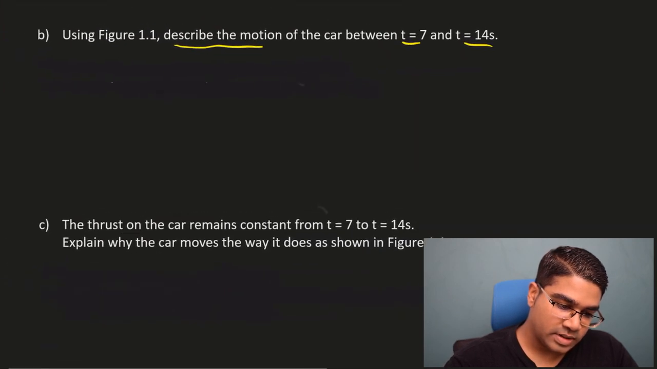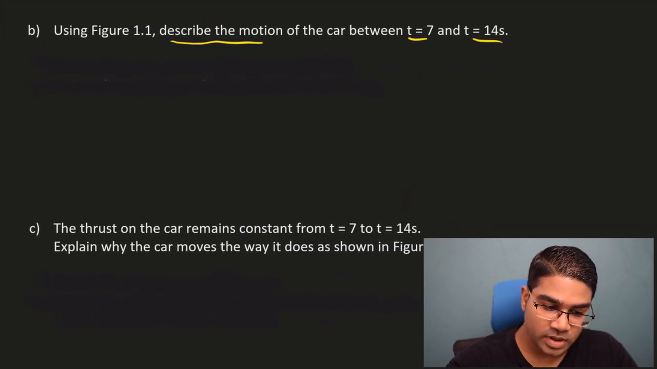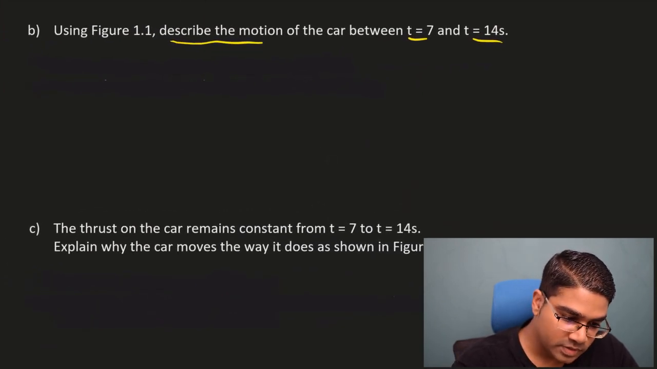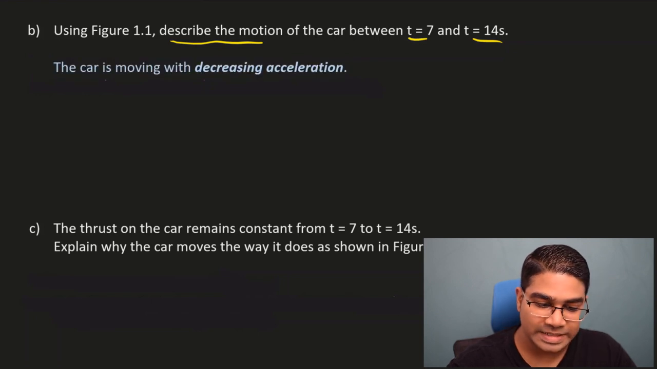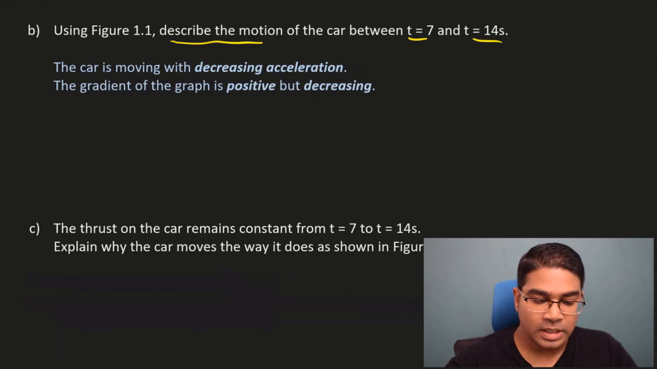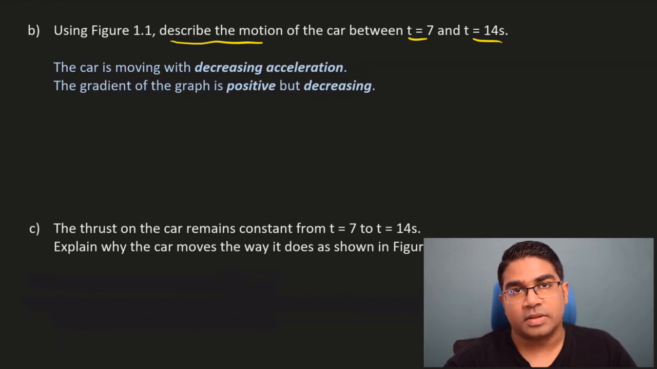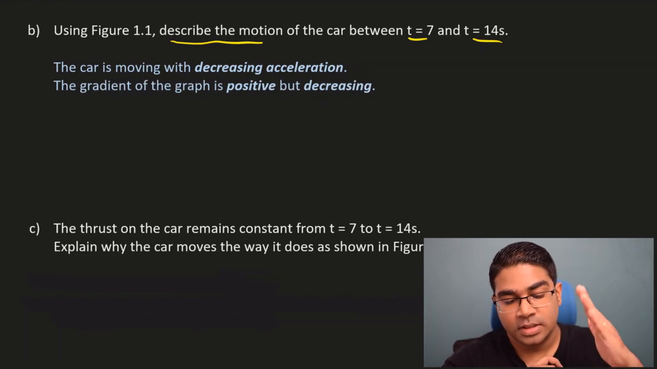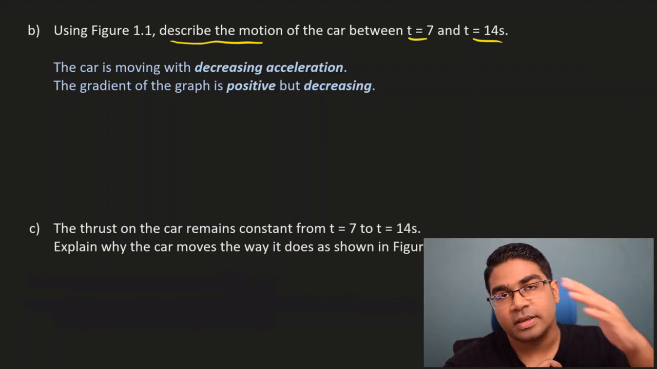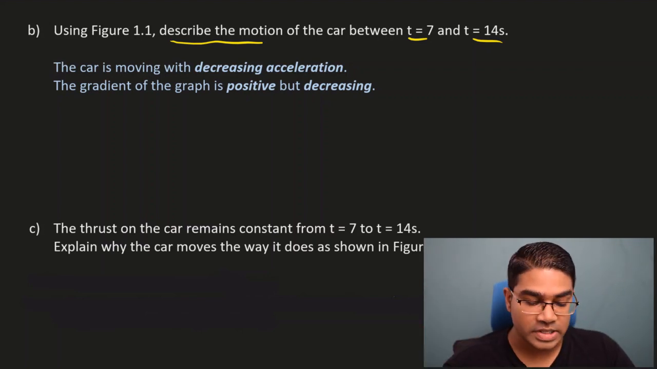When we are asked to describe the motion, we have to say that, first of all, the car is moving with decreasing acceleration. So how do we explain this? The gradient of the graph is positive, which indicates acceleration, but the gradient is decreasing, and therefore decreasing acceleration.